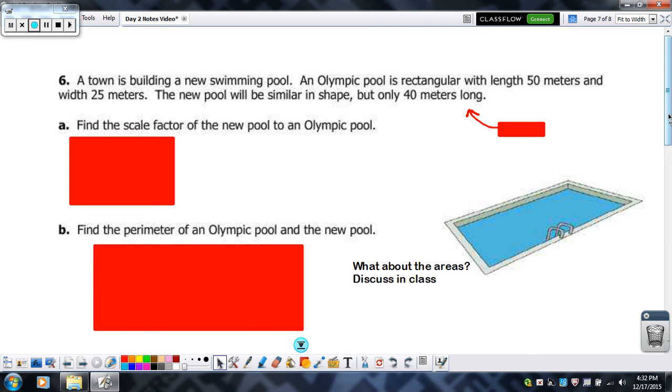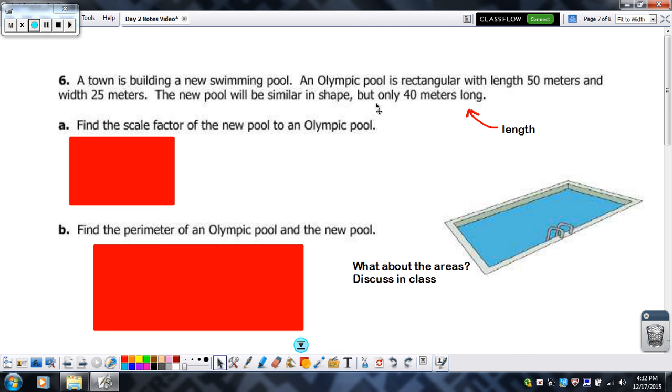Now, finally, the last problem. A town is building a new swimming pool. An Olympic pool is rectangular with a length of 50 meters and a width of 25 meters. The new pool will be similar in shape, but only 40 meters long. So right there, they just gave you the length of the new pool. Find the scale factor of the new pool to the Olympic pool.